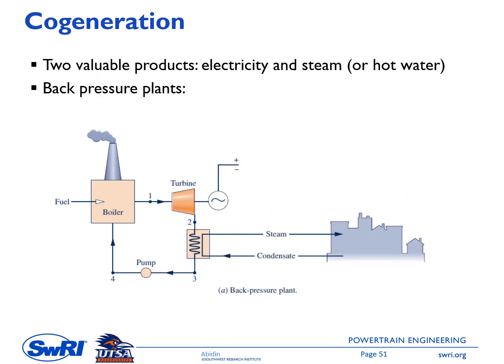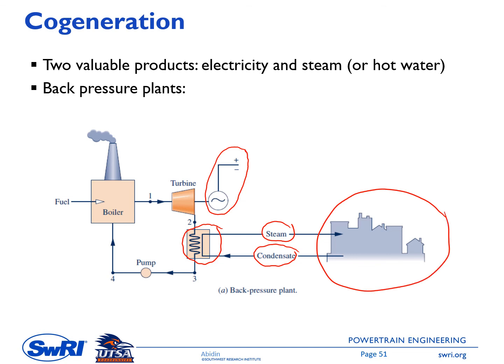The next aspect is what is called cogeneration. In this case, the Rankine cycle is designed to produce two valuable products. One is electricity, coming from the turbine power coupled to the generator, and the second one is steam. The steam is produced through this condenser. The condenser turns out heat transfer, and this heat is transferred to the condensate, and then it will produce steam, and the steam will be routed to the community.